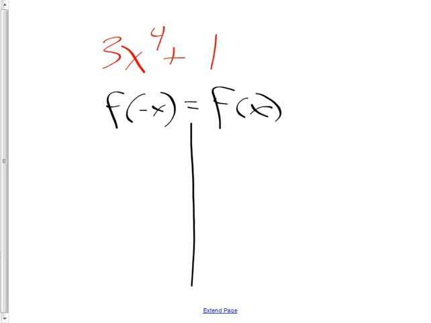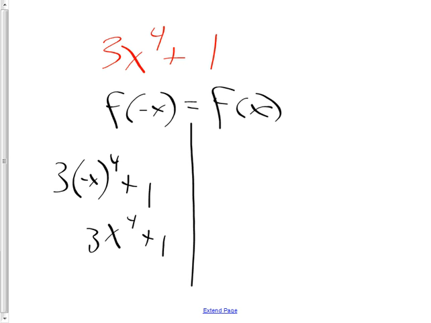Now I'm going to stick in 3 empty spot to the 4th plus 1. Use all your variables, make them an empty parenthesis. Now I'm dropping in -x, and I see what I get. Negative, negative, negative, negative. All the negatives are going to cancel. 3x to the 4th plus 1.